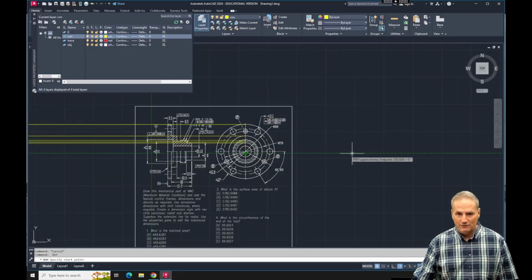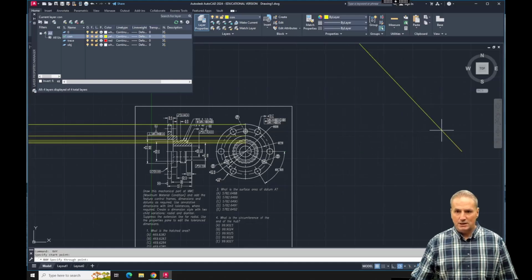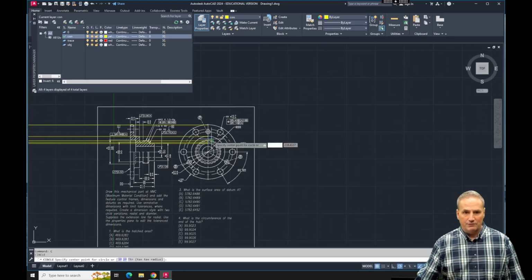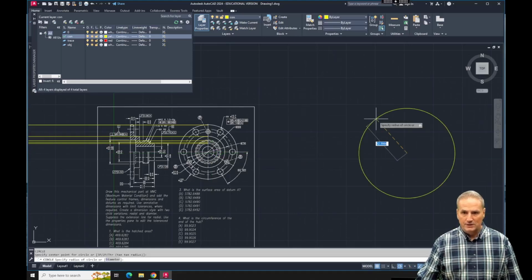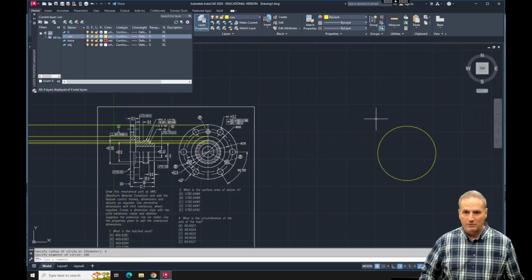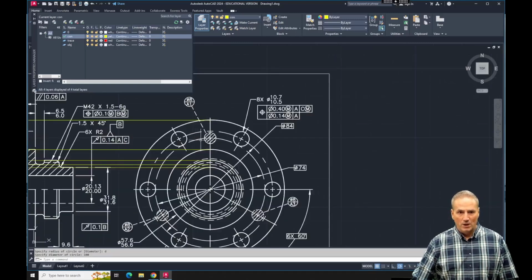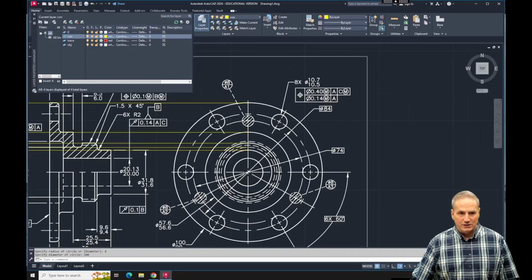So I'll just track over here. It doesn't matter if I'm lined up with this or not, but I would start on the right side and start drawing my circles. So we have a diameter. The outer one is going to be 100. We want that to be the biggest.